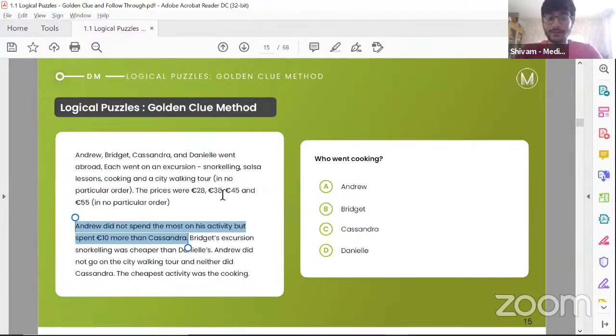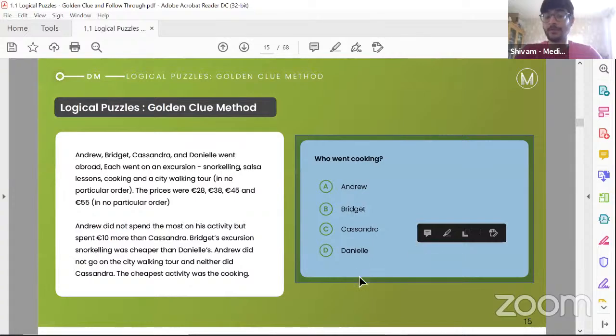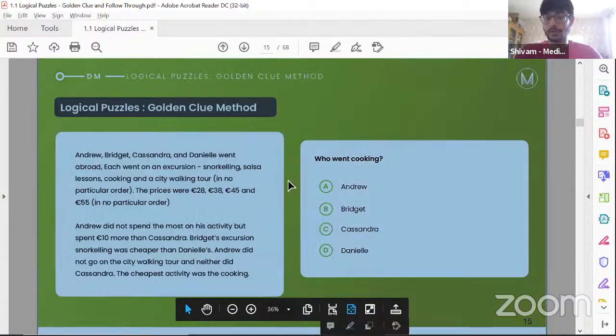So I know that Andrew spent 38 euros. I don't know what he did, but I knew he spent 38 euros. I now know that Cassandra spent 28 euros. Well, we've got our answer now, haven't we? So who went cooking? We know that cooking was the cheapest activity and we know that Cassandra spent 28 euros. So that's why the answer is Cassandra. Very simple. I simplified everything there. I just used two steps and the golden clue method.